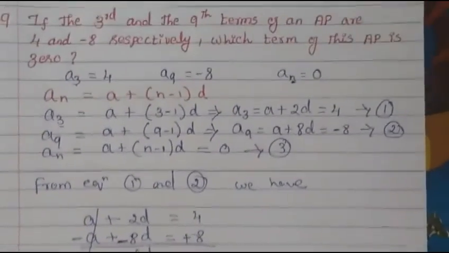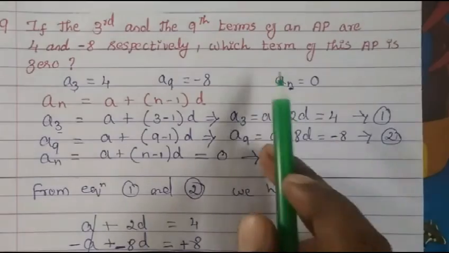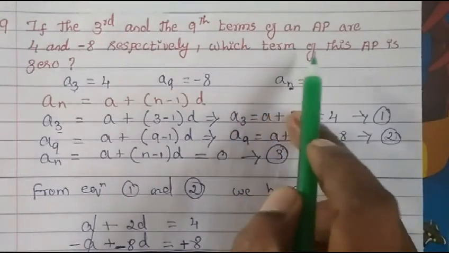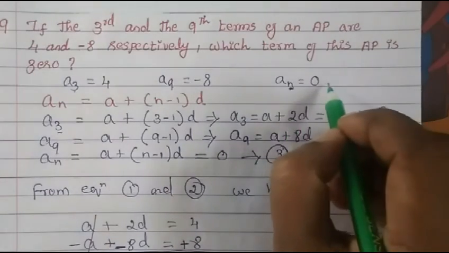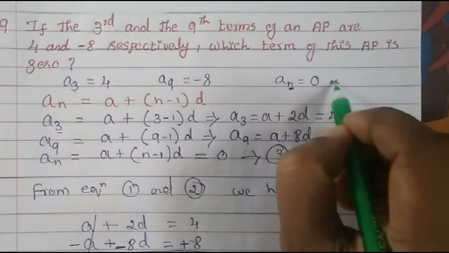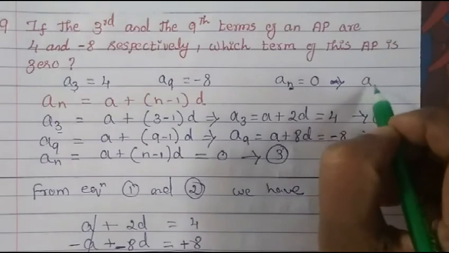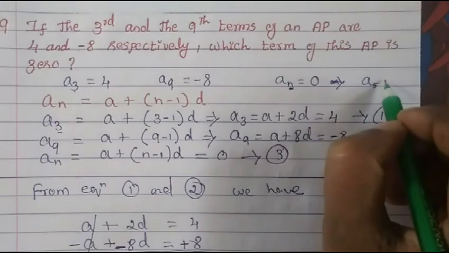So that means the fifth term of this AP is 0. So we have found the answer. That means the fifth term of the AP will be 0.